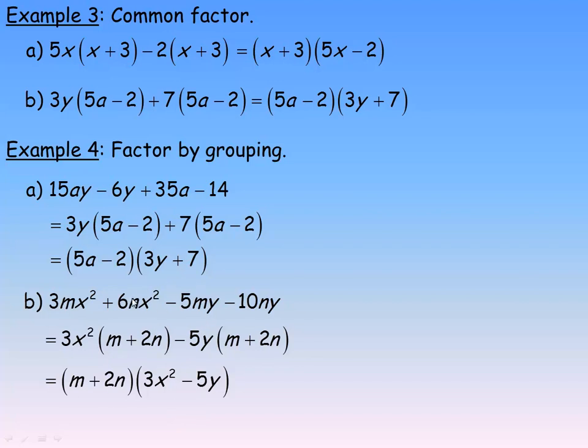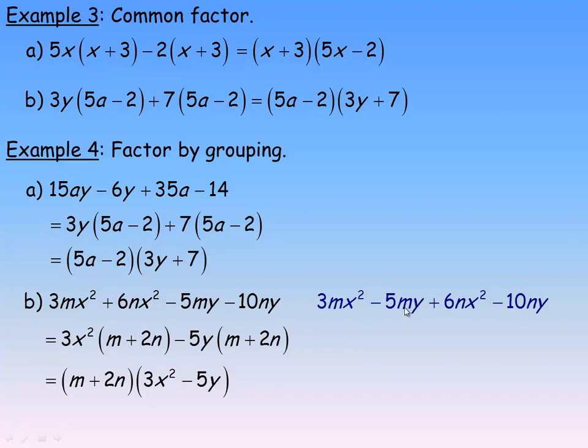Now I want to point out in this last example that you can often do this in more than one way. And what I've done here is taken the original question and just switched the middle 2 terms. Negative 5my is now second, and the 6nx squared is third. Otherwise, it's the same question. So if you do that, the factoring will be the same. You're just doing it in a little different fashion.